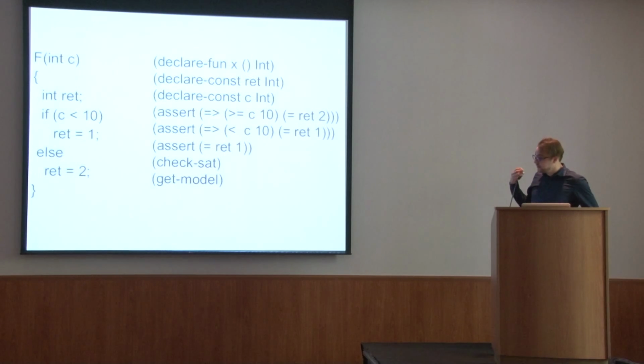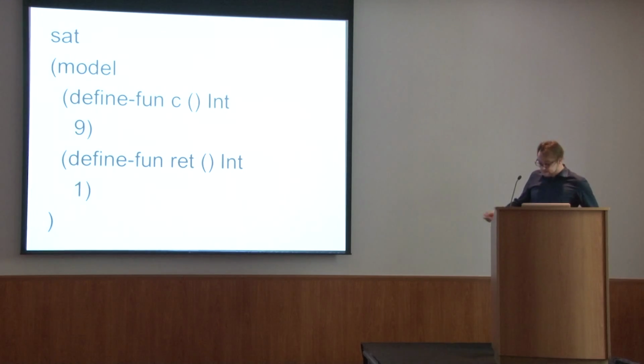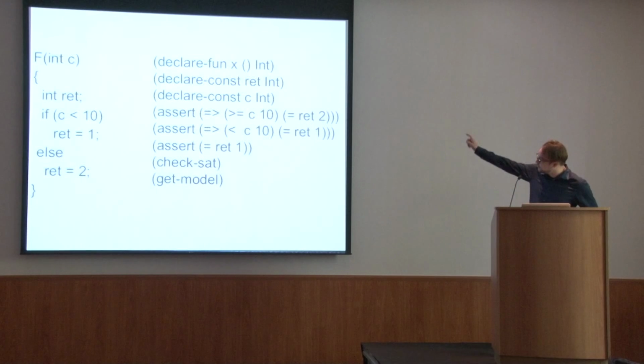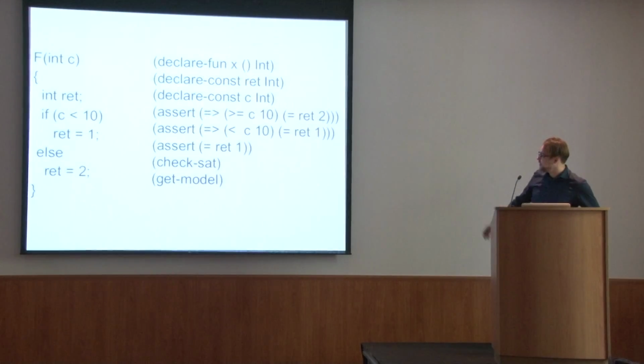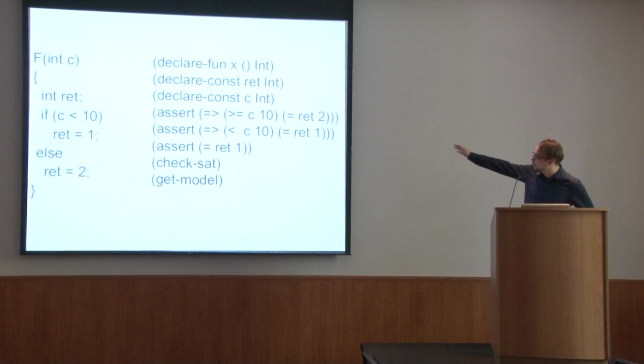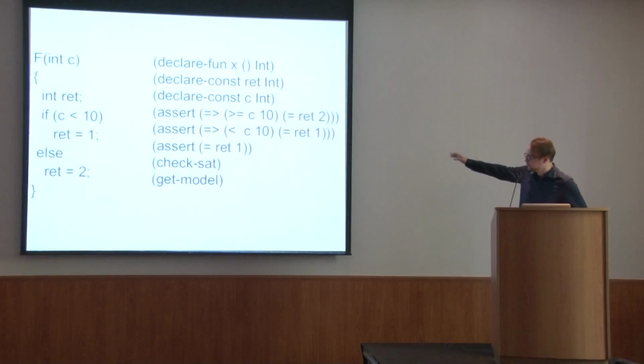Check stat is going to tell you yes, this set is feasible, or it's not feasible, it's satisfiable or not. And get model is giving you the value of variables for which this is true, if it is true. In that case, the result is going to be, yeah, that is true. All these conditions can be true at the same time. And in which condition can they be true at the same time? Get model tells me, okay, when C equal 9 and ret equal 1, then everything is fine. All these assertions are provable at the same time.